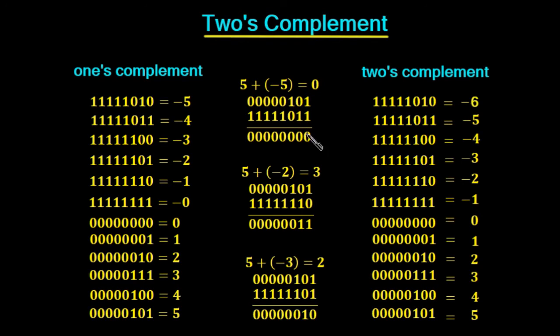So that's correct, it gives us the value of 0, and that's a value of 0 here, which is our decimal of 0. Now we can check 5 plus minus 2, that should give us a value of 3, so that's our 5, that's our minus 2 here.